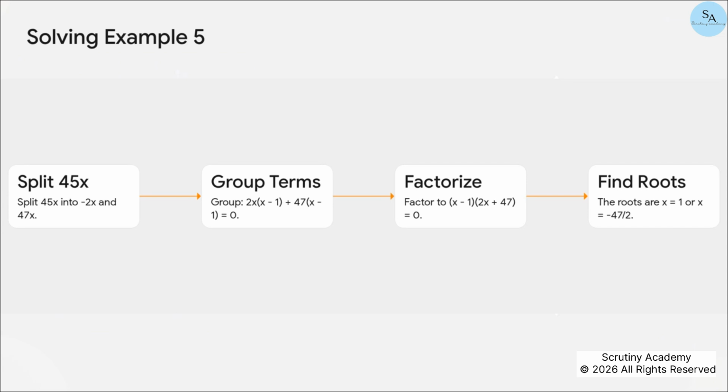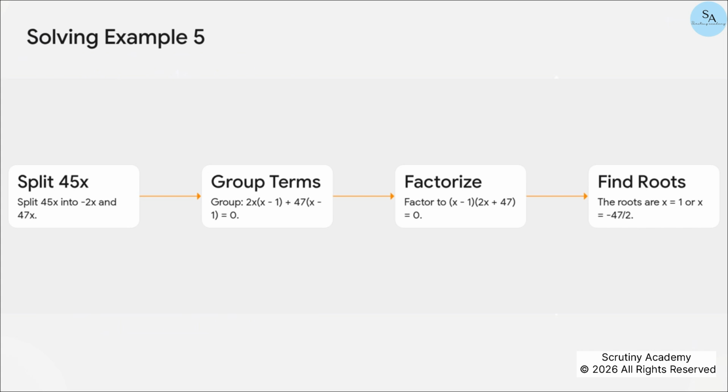We have 2x² + 45x - 47 = 0. First, we multiply 2 and negative 47 to get negative 94. Now we need factors of negative 94 that add up to 45. If we just look closely at the numbers themselves, positive 47 and negative 2 perfectly fit the bill. Notice how we split that huge, scary 45x into negative 2x and positive 47x.